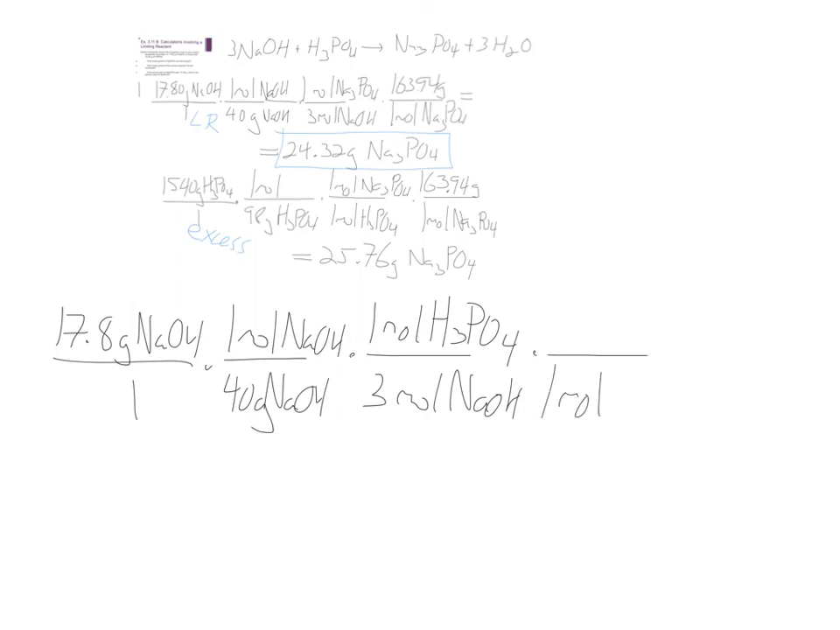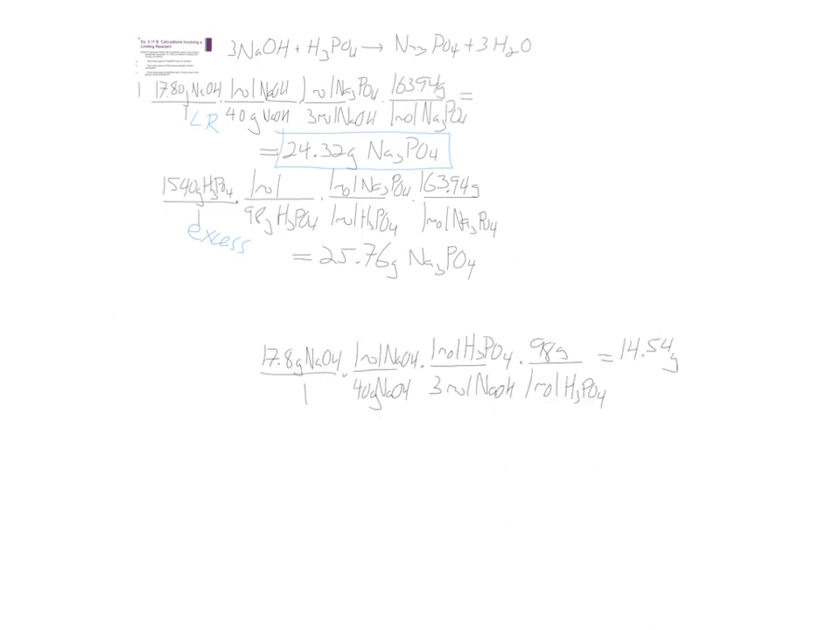Now we already have the molar mass of the excess reactant. Don't recalculate it, 98 grams per mole. And that's going to give me a value of 14.54 grams. And this is where you have to read what these numbers are. You can't just blindly calculate them. Okay, so what does that number mean?